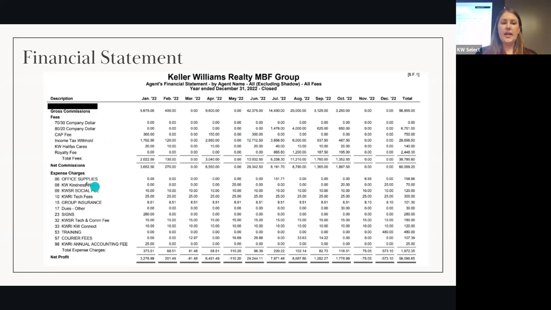And the bottom chunk is your expenses. Again, only the expenses that happen through KW. These are your operating expenses. So these fees are owed whether or not you have a closing. Does everyone understand the difference between cost of sales and operating expenses?